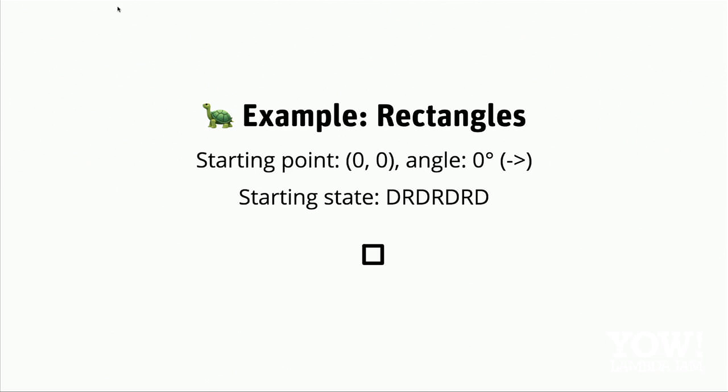So in this example, I'm going to start at 0, 0, which is just somewhere right there. And I'm going to say the angle is 0 degrees, which in math is to the right. And the starting state, I'm going to say it's DR, DR, DR, D, something like that. So I'm just going to draw one there, turn right, draw one there, turn right, turn right, turn right. That gives you a rectangle. And the interesting thing about L systems is that once you apply a rule set to this starting state of 7 things, you get very interesting results.